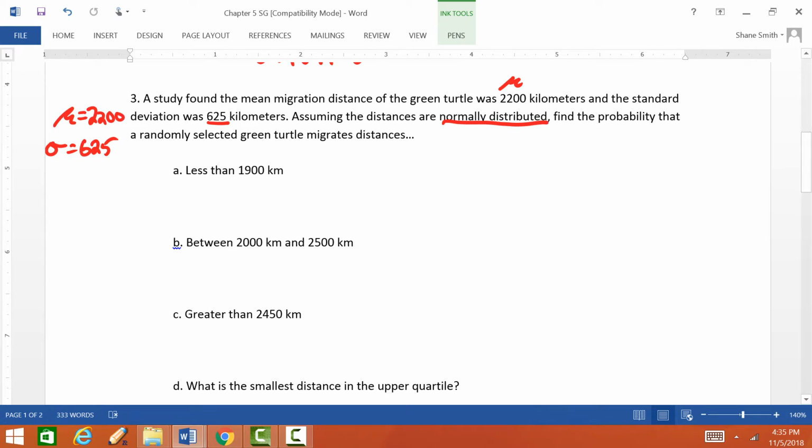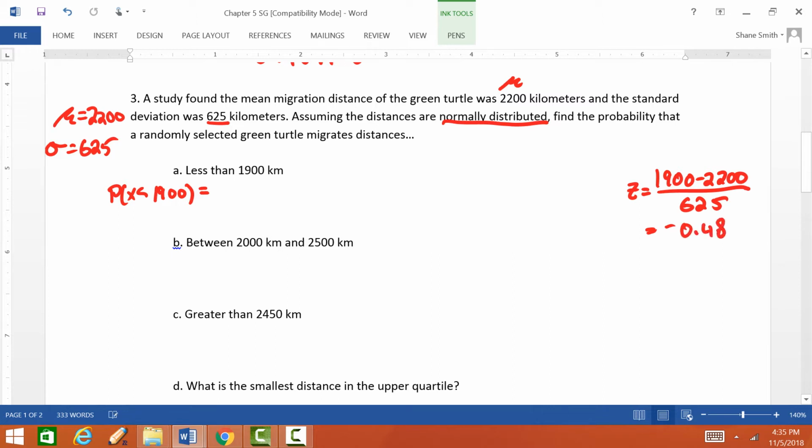The first one is less than 1900. So the probability that x is less than 1900. We need to find the z-score first. I'll do the z-score on the side here. That's 1900 minus 2200 over 625, so x minus mu over the standard deviation. That'll give us negative 0.48.